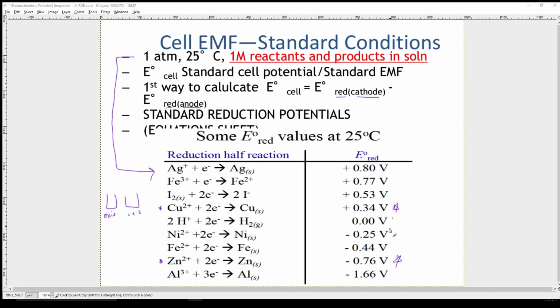Don't worry about it. You'll notice that zinc, which is usually oxidized, has a negative reduction potential. That means that it is not very likely to be reduced. It's more likely that it will be oxidized. Whereas copper has a positive reduction potential, so it is likely that it will actually be reduced. It's unlikely that it would be oxidized.